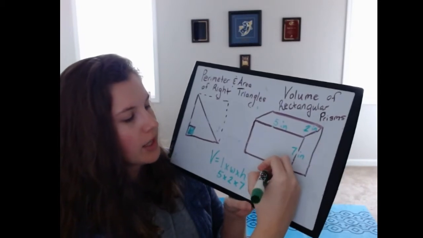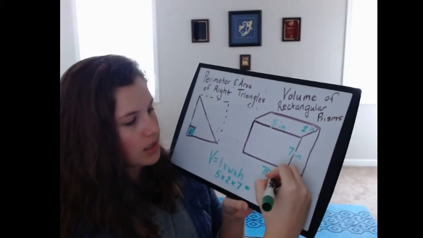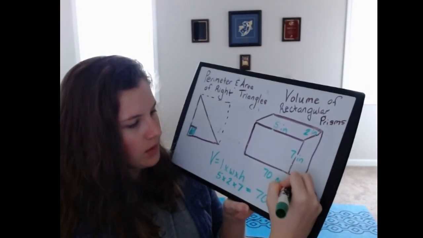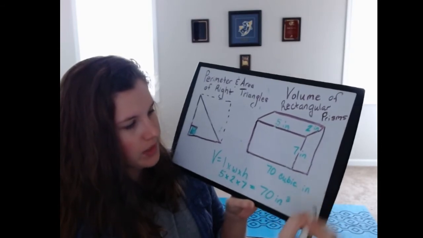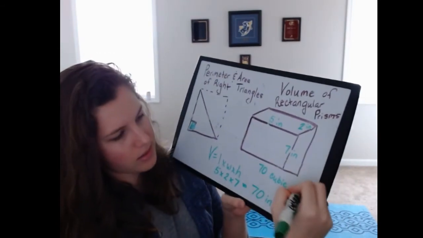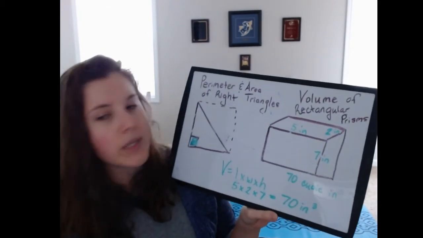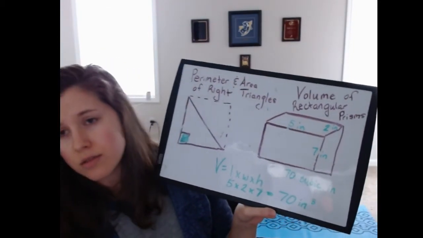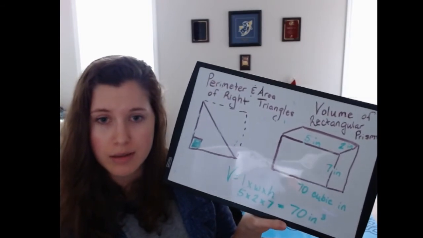Or if you had to write it out in word form, you'd write 70 cubic inches. I'm not going to write out inches because I think I'll run out of room. But that is how you find the volume of a rectangular prism.